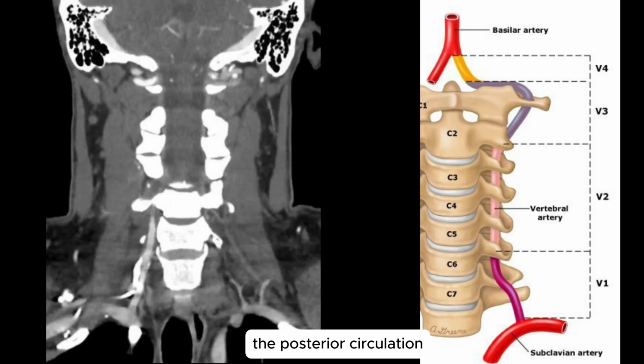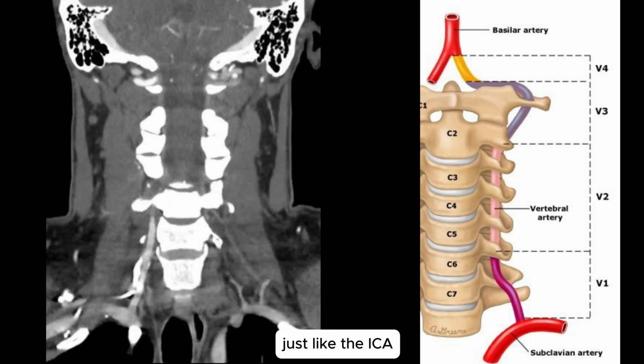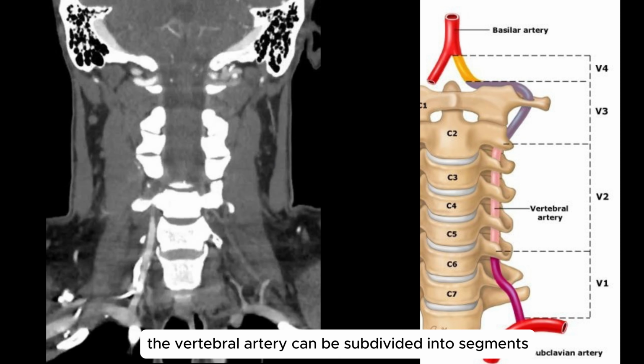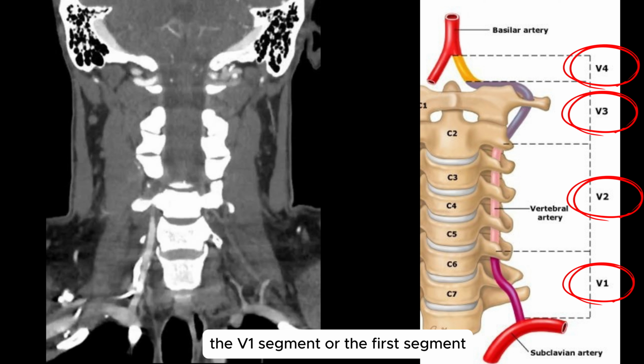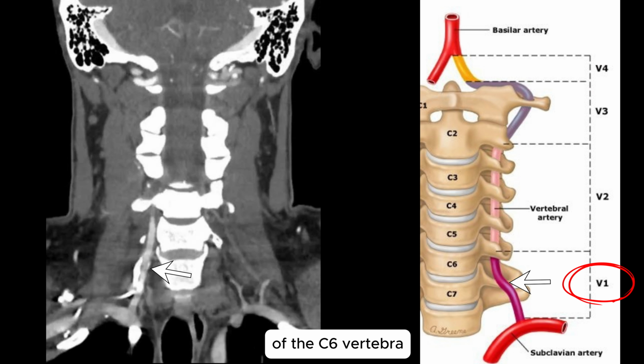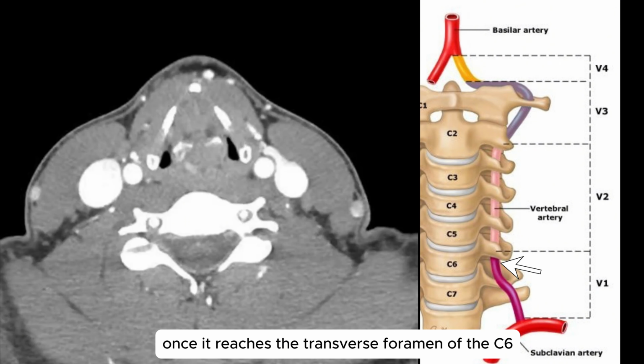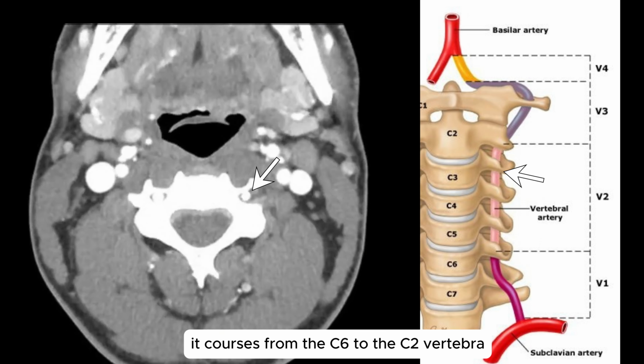The posterior circulation is supplied by the vertebral arteries. Both vertebral arteries are the first branch from the subclavian artery. Just like the ICA, the vertebral artery can be subdivided into segments. The V1 segment, or the first segment, courses towards the transverse foramen of the C6 vertebra. Once it reaches the transverse foramen of the C6, it courses from the C6 to the C2 vertebrae within the foramina.